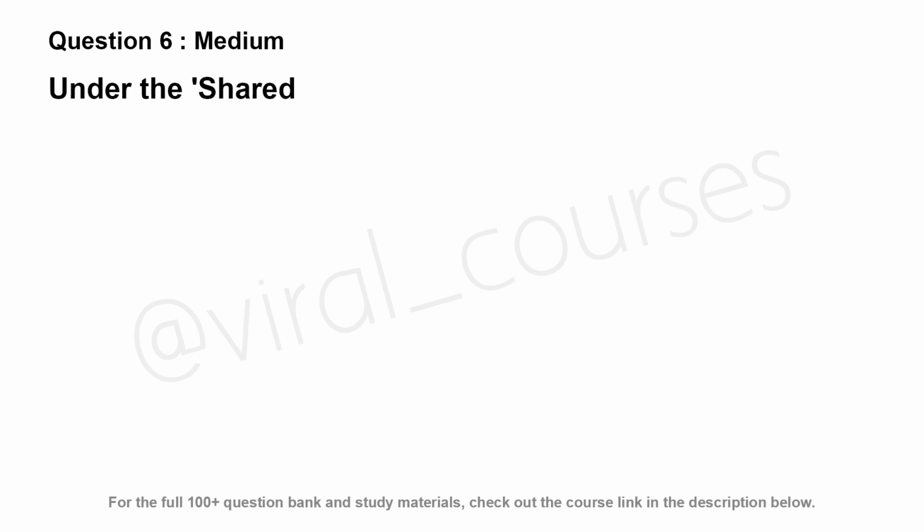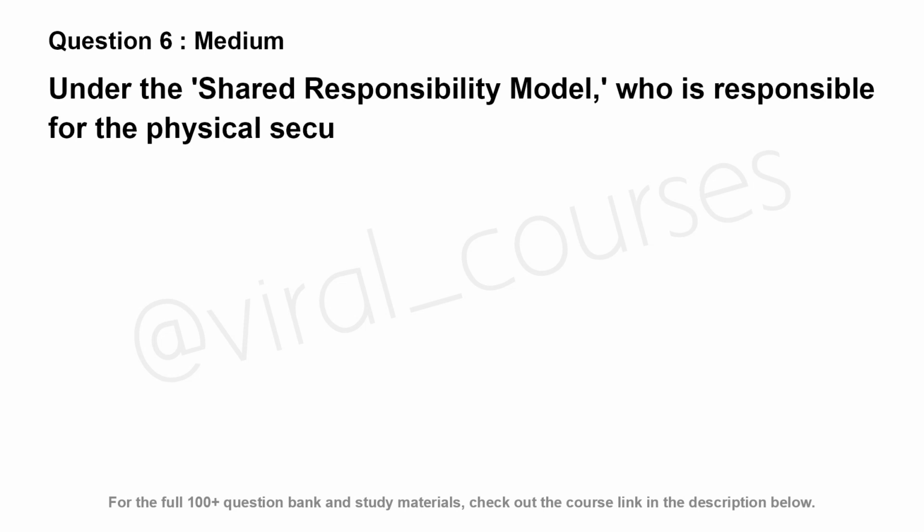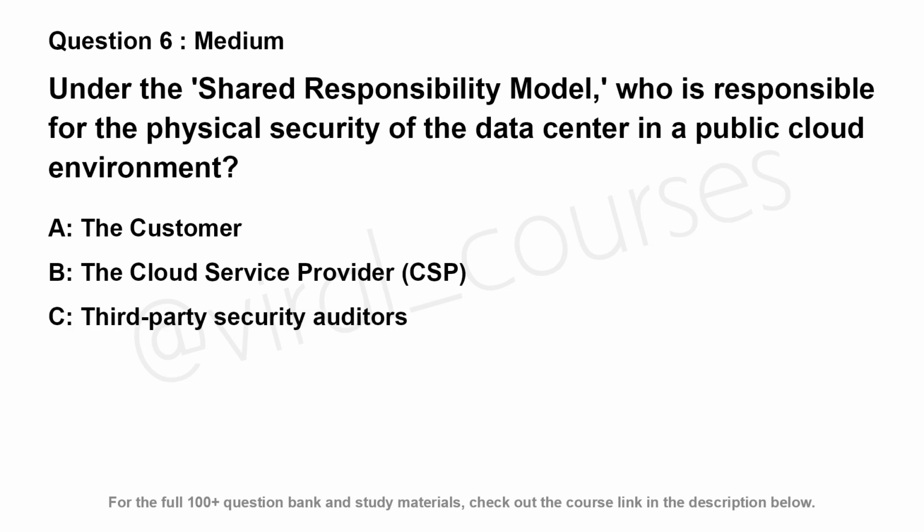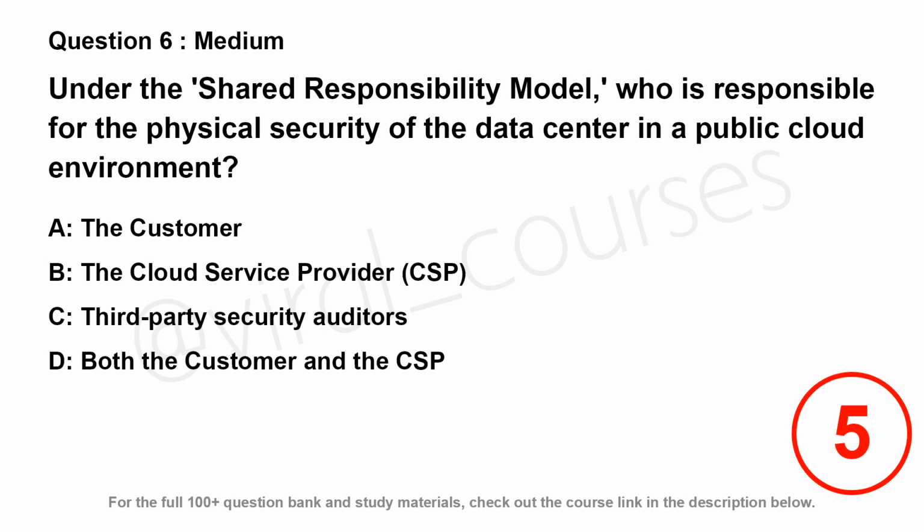Under the shared responsibility model, who is responsible for the physical security of the data center in a public cloud environment? Option A, the customer. Option B, the cloud service provider, CSP. Option C, third-party security auditors. Option D, both the customer and the CSP.